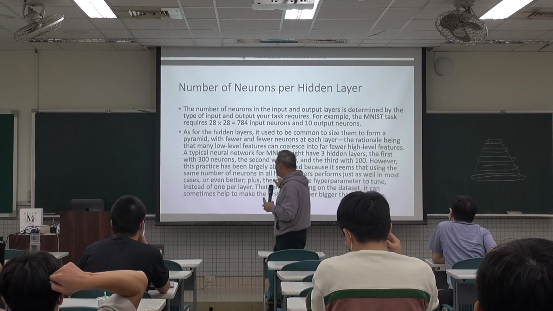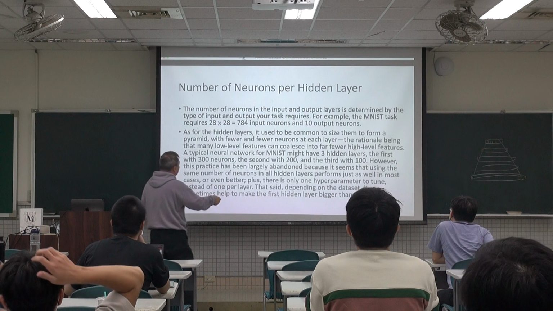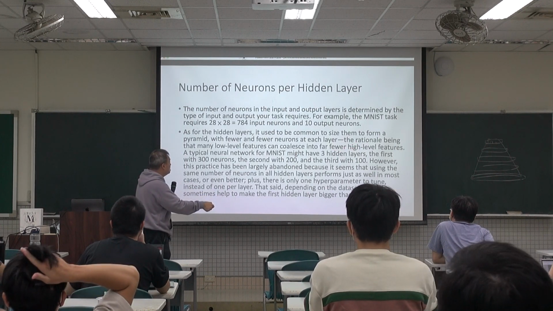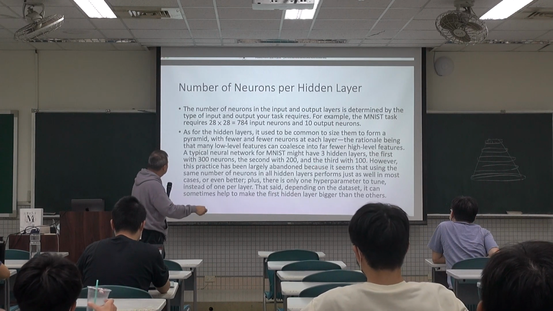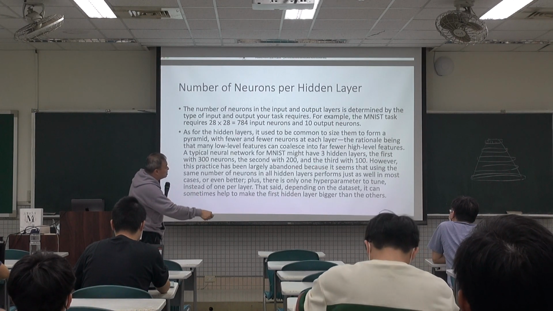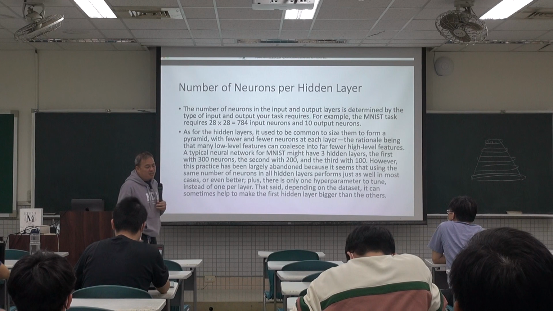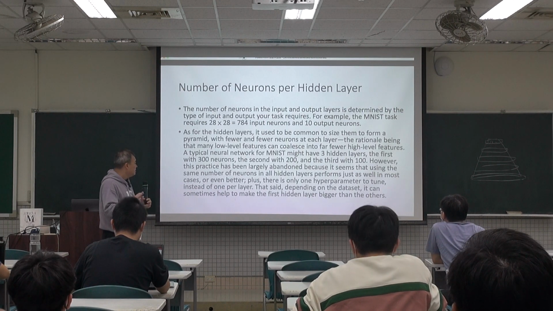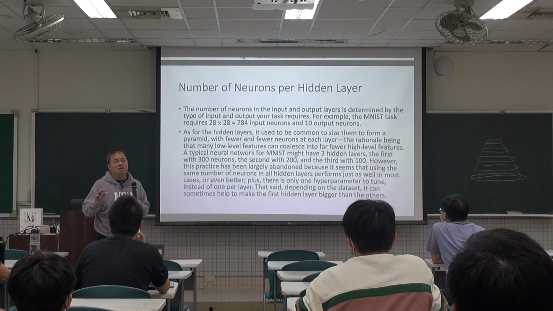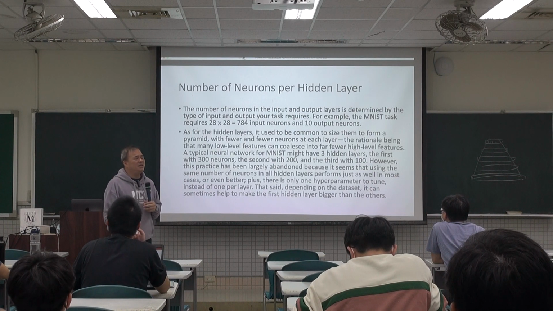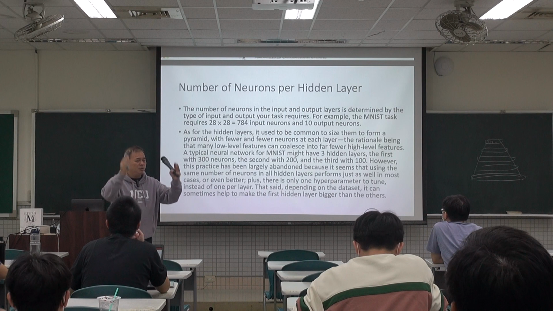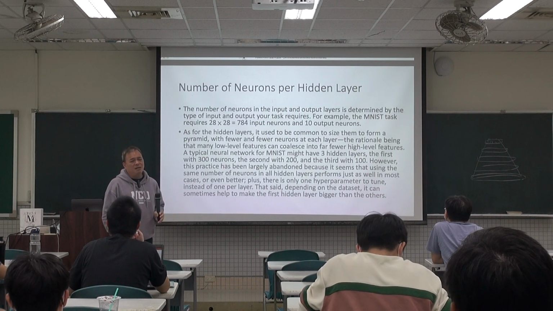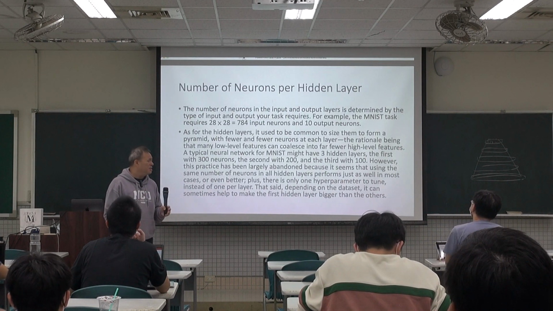However, in this example we use 300 neurons in the first layer, 200 in the second, and 100 in the third. So this is consistent with the pyramid idea that we just talked about. But the newer idea is that it doesn't matter. We can use the same number of neurons for all the layers. So which one is better?